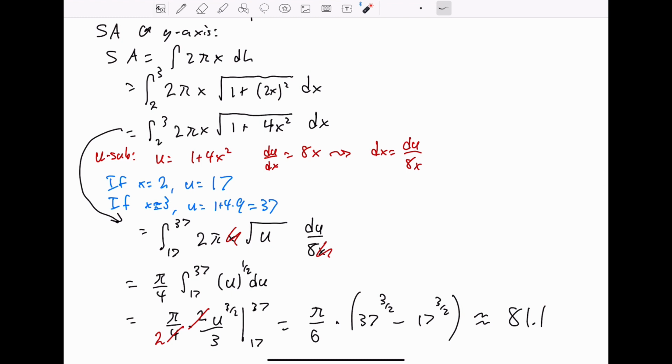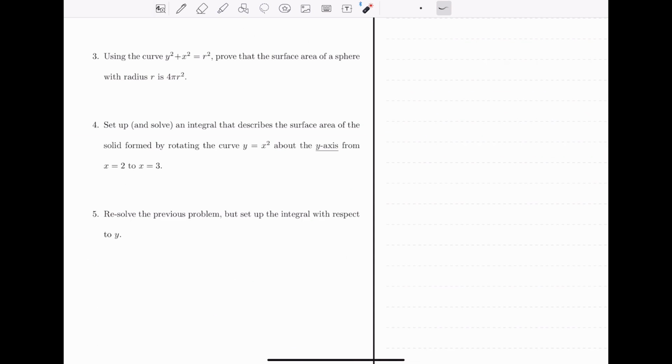Now, for the next problem, we are going to set up an integral that gives us the same value, but we want to integrate with respect to y instead of with respect to x. So problem 5, we're going to resolve the same area, but we'll integrate with respect to y.